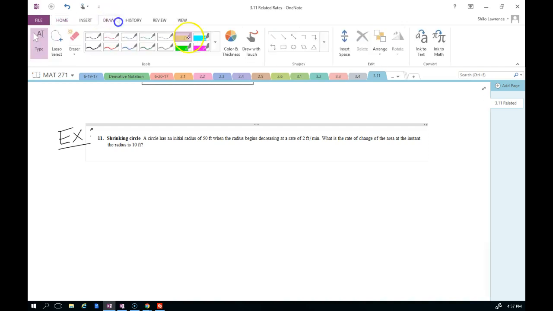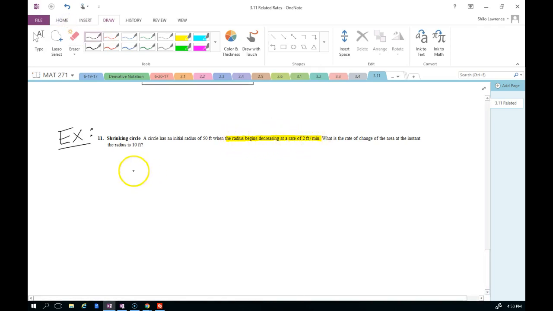So something you should notice right away is that it talks about the radius decreasing at a rate of 2 feet per minute. Because it says that it's a rate and the unit is feet per minute, that value is dr dt, because it's radius and it's a rate that radius is changing. And because it's decreasing, I'm going to say it's -2. So dr dt is -2 feet per minute.